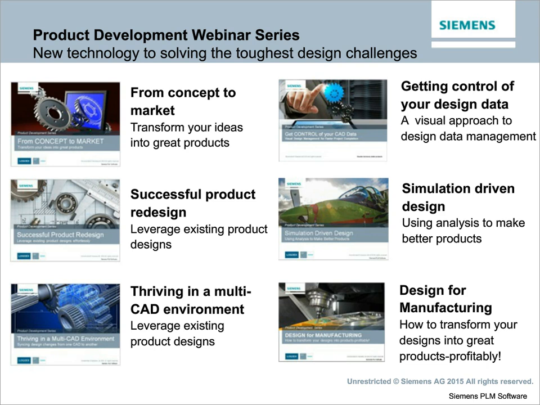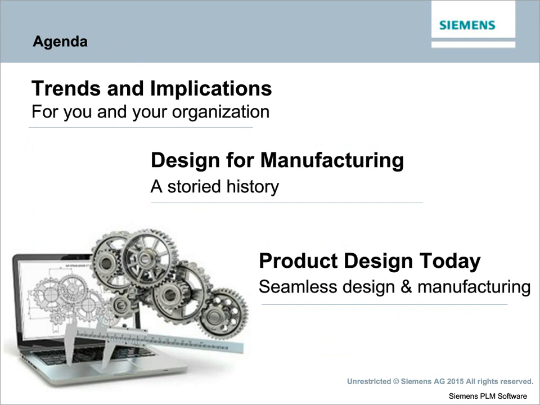With all that said, let me give you a better idea of what we're going to be covering today. Okay, first we're going to take a look at the recent industry trends and the implications that they have for you and your organization. From there, we're going to dive into the interesting history of design to manufacturing. Then we're going to look at the state of product design today, and specifically leading-edge product design systems that seamlessly unite design and manufacturing to help you get your products to market faster and reduce costs, all without compromising quality.